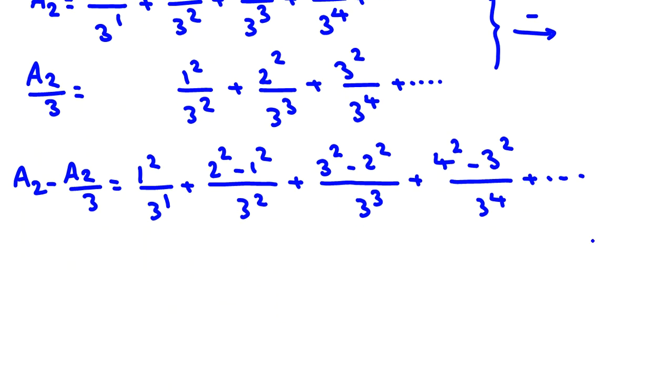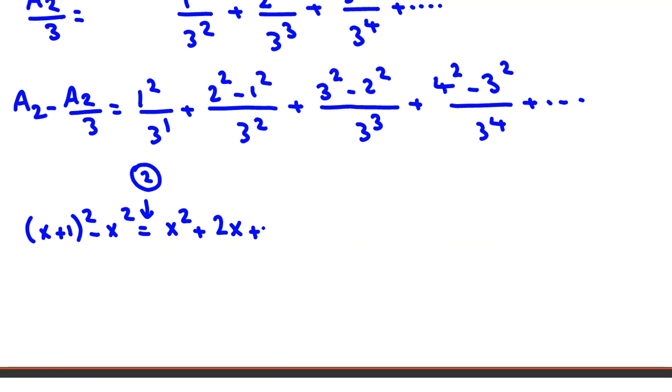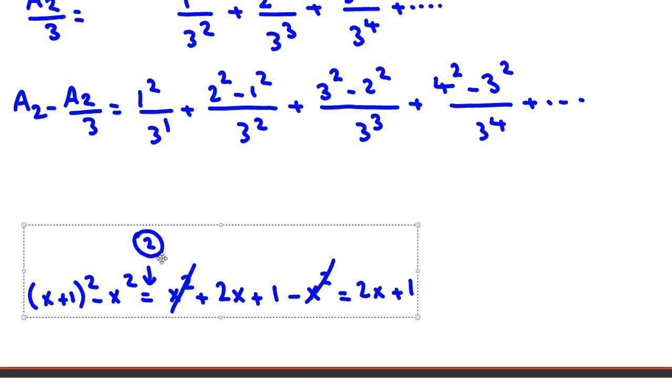So for finding this, I should see that this minus this is what? It is x plus 1 squared minus x squared. By the second identity in the beginning of the video, it will be what? x squared plus 2 times 1 times x, 2x, plus 1 squared, which is 1, minus x squared. So we cancel these two things and it will be 2x plus 1. So if we check this part, let me move it here. We want to use this part.